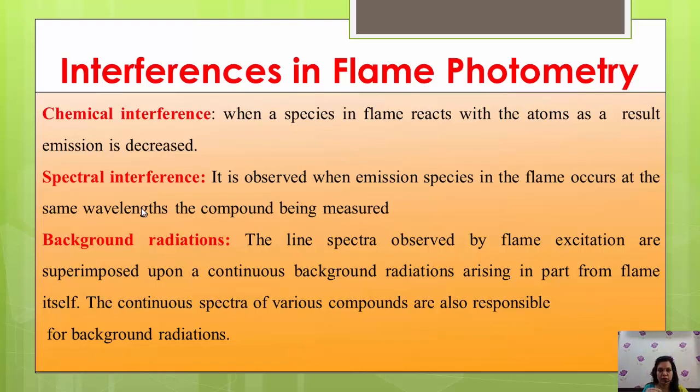Background radiations: this is the signal obtained when you are carrying out the flame emission spectroscopic technique. What happens? Your atom absorbs energy, goes into a higher energy level and comes back to a lower energy level. This causes line spectra. The process continues. These line spectra observed by flame excitation are superimposed upon continuous background radiation, which arises in part from the flame itself. Continuous spectra of various compounds are also responsible for background radiations.